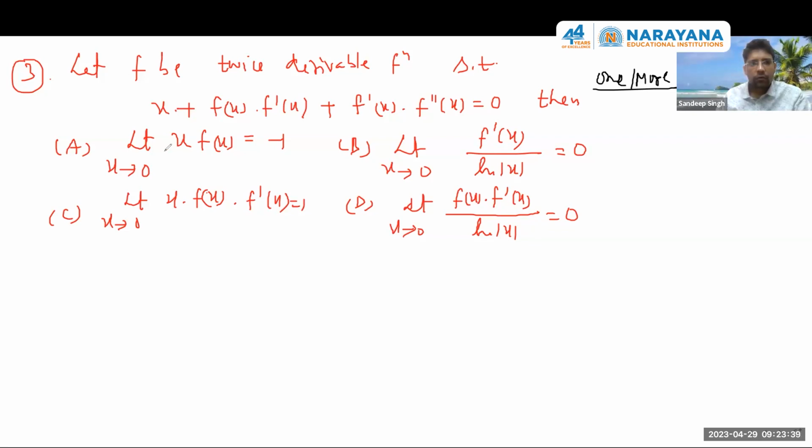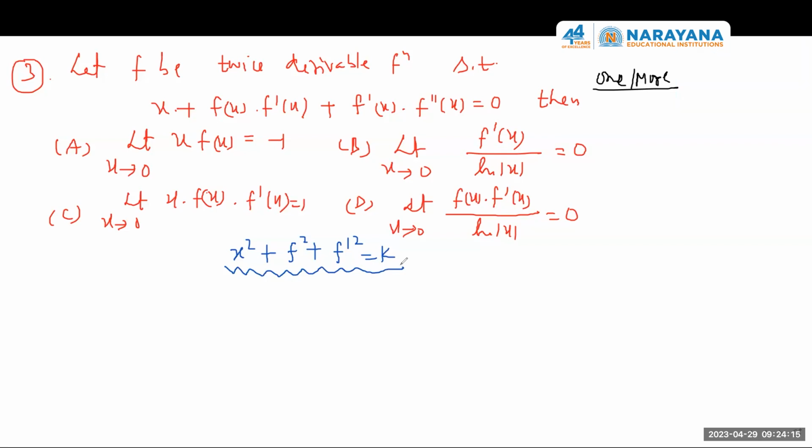So first step, I think all of you have done. Integrate this. Right? So what will integration give me? Tell me. x square by 2 plus f square by 2 plus f dash square by 2 equals a constant. This is what you are getting, right?